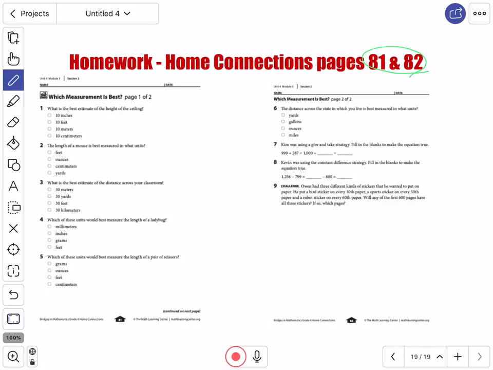Owen had 3 different kinds of stickers, and he wanted to put on paper. He put a bird sticker on every 30th paper, a sports sticker on every 50th paper, and a robot sticker on every 60th paper. Will any of the first 600 pages have all 3 stickers? If so, which pages? Okay, so that is your homework for tonight. Home Connection pages 81 and 82.